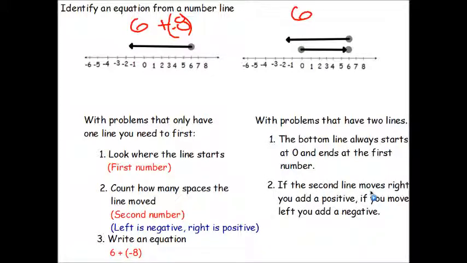And if the second line moves to the right, you add a positive. If you move to the left, you add a negative. So this is moving left, so I know I'm going to be adding a negative. And we just counted how many it was. So again, 1, 2, 3, 4, 5, 6, 7, 8. So we know that that was negative 8. And since it ended on negative 2, we know that the answer to that is negative 2.